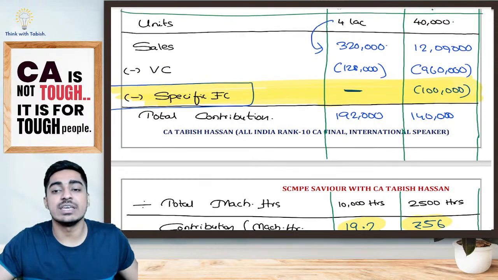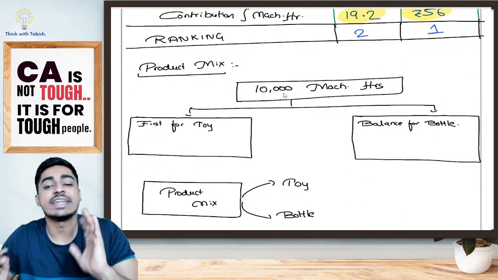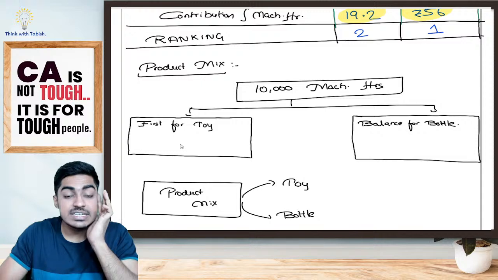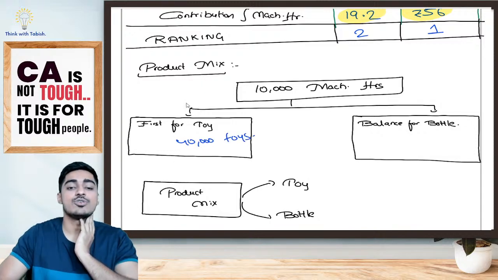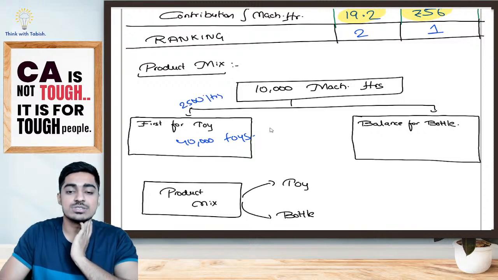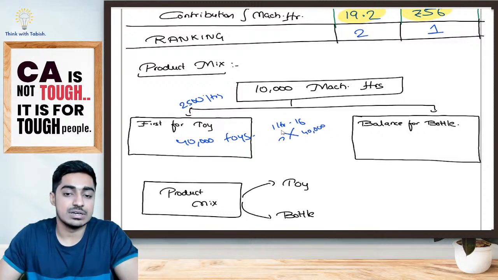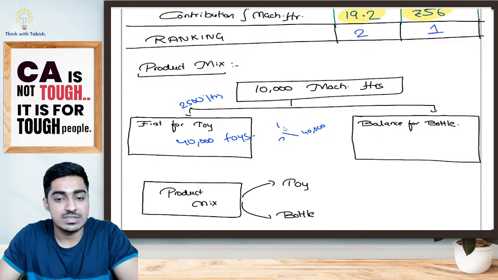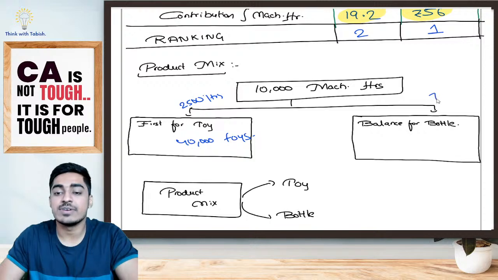So first priority we will be giving to toys. We have 10,000 machine hours in total. First let us try to produce 40,000 toys. For 40,000 toys, how many hours are required? 2,500 hours is required, yes or no? Because in 1 hour, 16 toys. So 40,000 divided by 16 is 2,500 hours. So if we give first priority to toys, the balance 7,500 hours will be available for bottle.